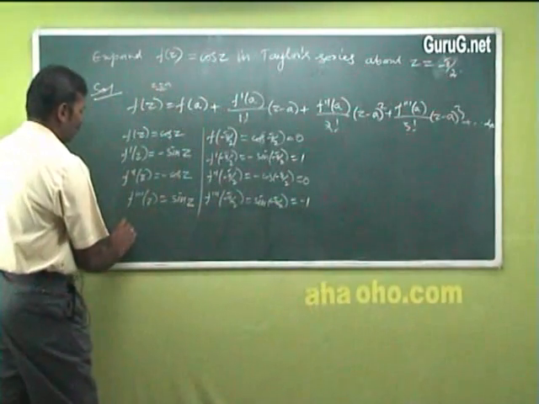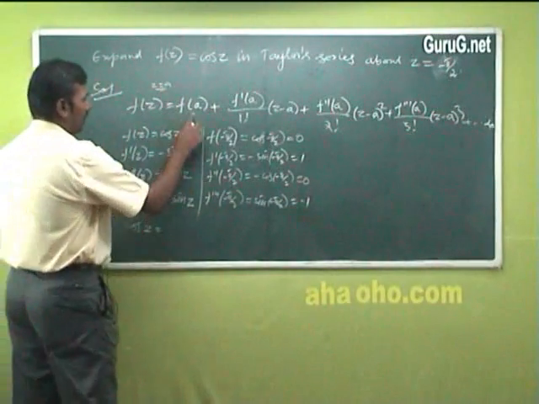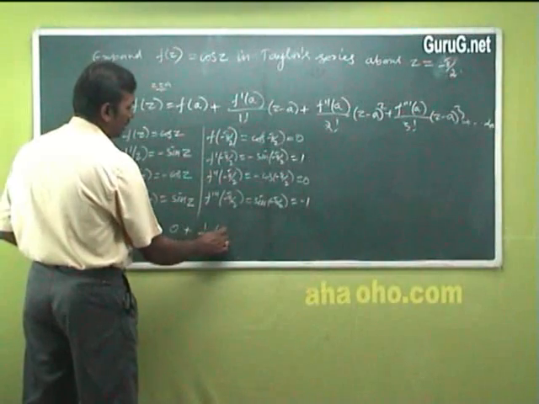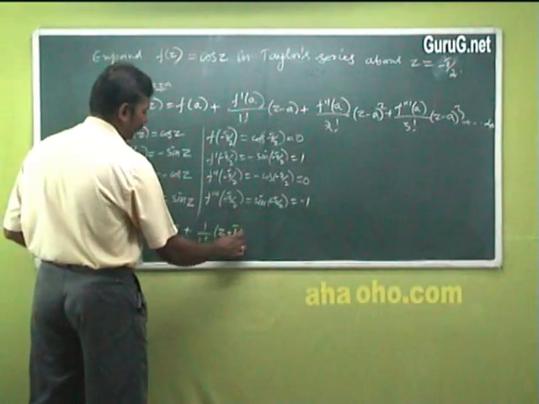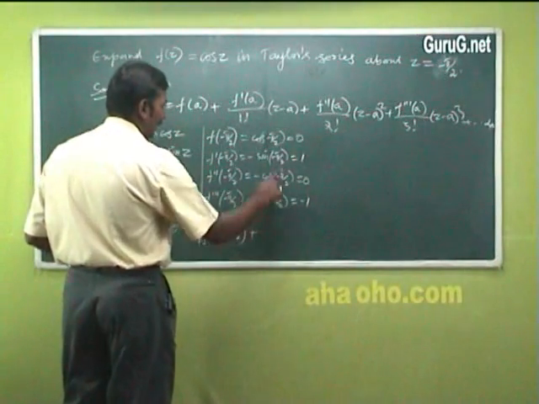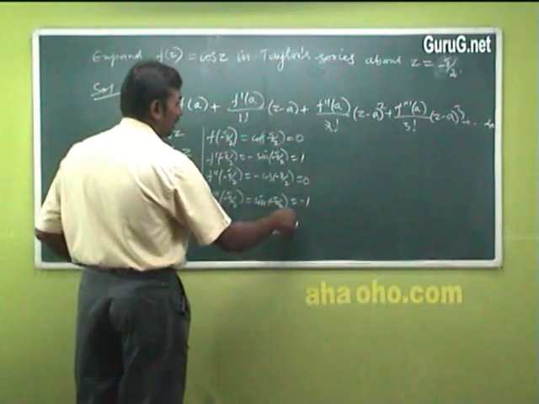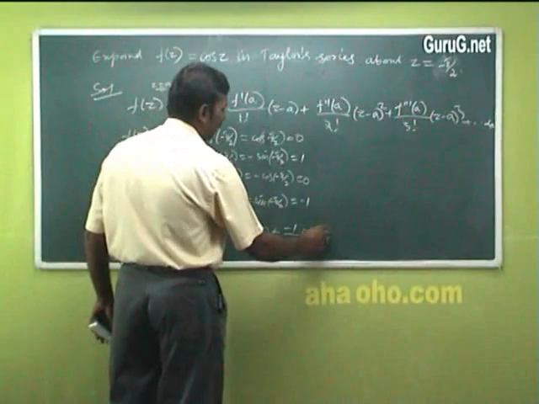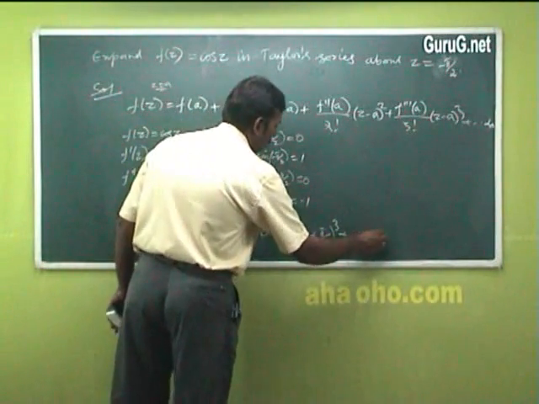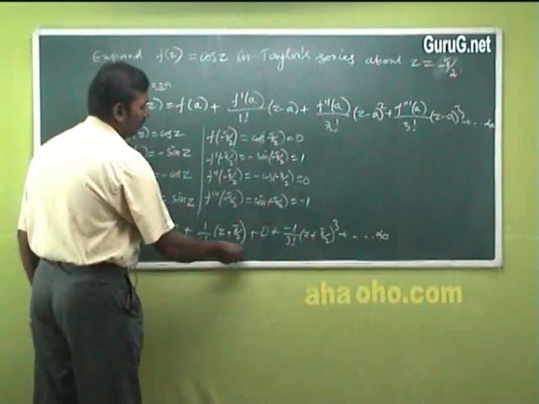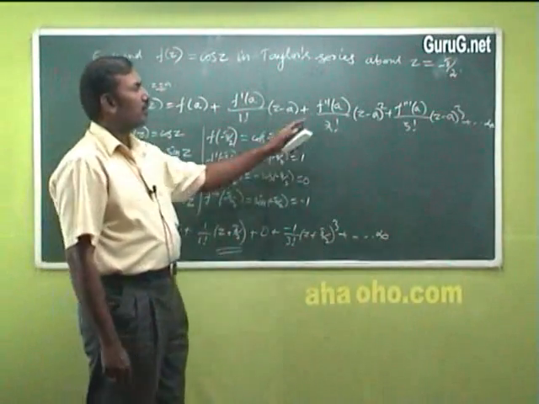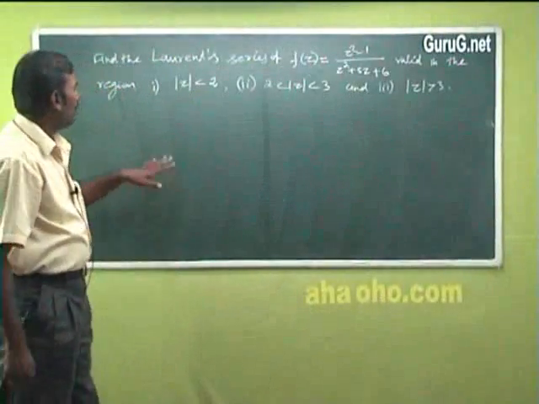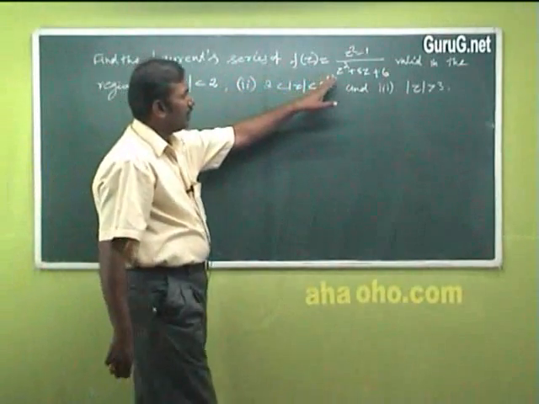We substitute in this, so cos z equal to f this is 0 plus f dash of this 1 by 1 factorial into z minus, so z plus pi by 2, and plus f double dash is 0 and plus f triple dash is minus 1 by 3 factorial, so z plus pi by 2 whole to the power 3 plus etc. to infinity. So these are Taylor series of cos z about the point z equal to minus pi by 2. Clear? Right. In the problem, find the Laurent series of f of z equal to z square minus 1 by z square plus 5z plus 6 valid in the region.